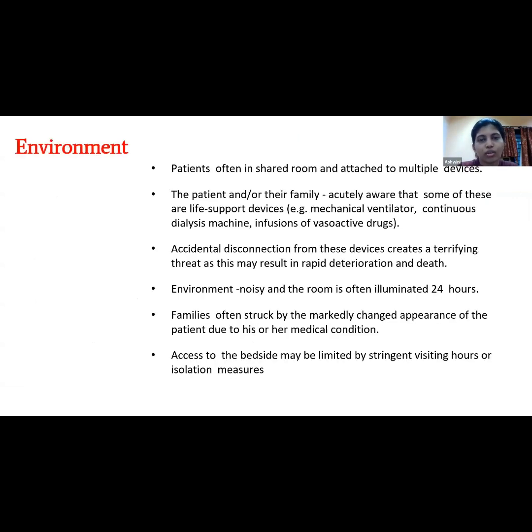Then there's the environment. Patients are often in a shared room and are attached to multiple devices. The patient or their family are acutely aware that some of these are life support devices, like a mechanical ventilator, a continuous dialysis machine, or infusions of vasoactive drugs. Accidental disconnection from these devices creates a terrifying threat, as this may result in rapid deterioration and death. The environment is always noisy, and the room is often illuminated 24 hours. Families are often struck by the markedly changed appearance of the patient due to his or her medical condition. Access to the bedside may be limited by stringent visiting hours or isolation measures.